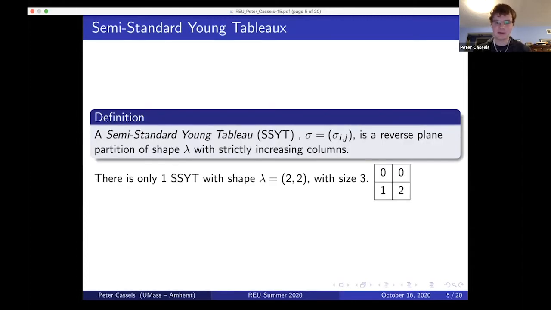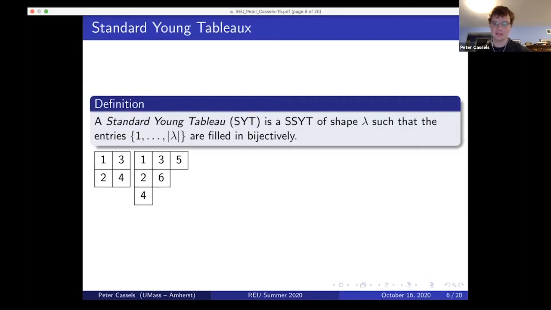Semi-standard Young tableaux, SSYT. These are a special type of reverse plane partition where the columns are now strictly increasing, but the rows are still weakly increasing. From the ones on the last slide, only one of them was an SSYT. Then standard Young tableaux, a special type of SSYT, where we fill in the entries bijectively.